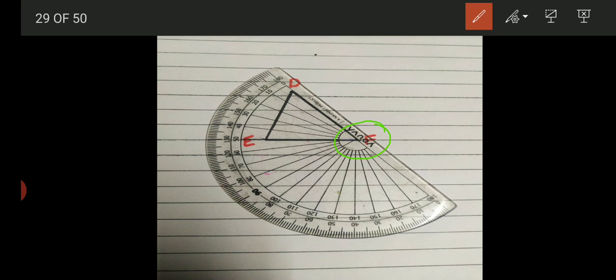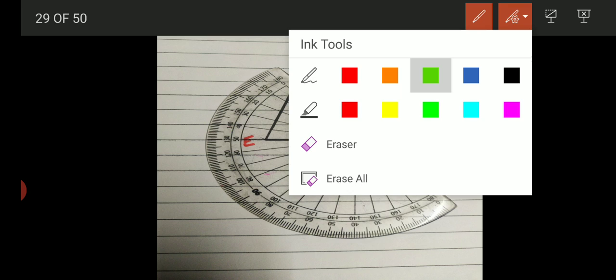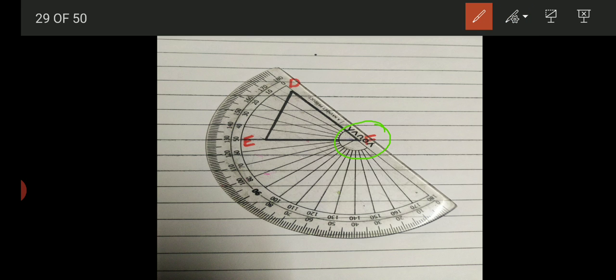Now one arm of this particular angle F goes towards the 0 degree line. And the second arm of angle F is measuring towards 50 degree. Can you see that? Again in both circles there's a black line in between, and that is called the arm. So once again we can conclude that the measure of angle F is equal to 50 degree.